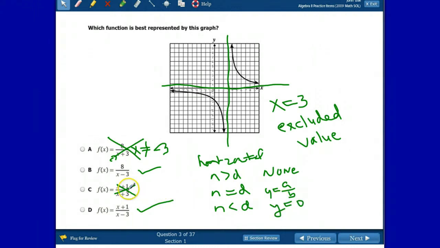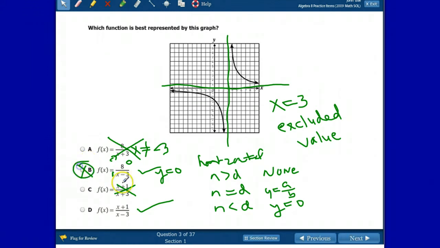Okay, so we look at our choices. In B, the degree of the top is 0 because there is no variable. So the degree is 0, and here the degree is 1. So this is saying if the bottom wins, then y equals 0 is a horizontal asymptote. And sure enough, that's what that is. So this is my answer.